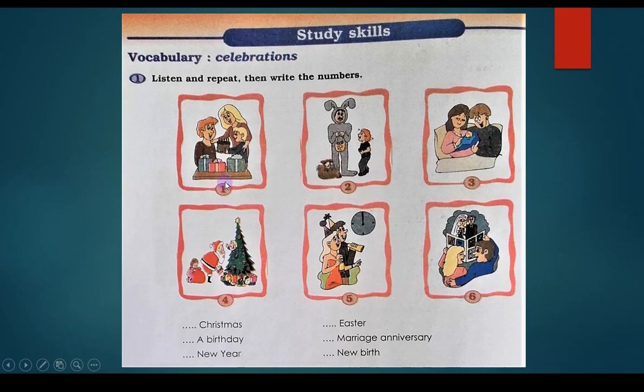So in the first picture, my dear students, we can see a mom and her 2 children and also some gifts. So they are celebrating a birthday.